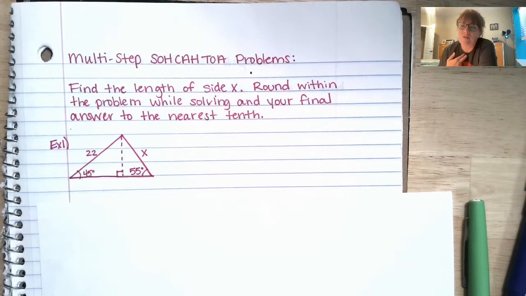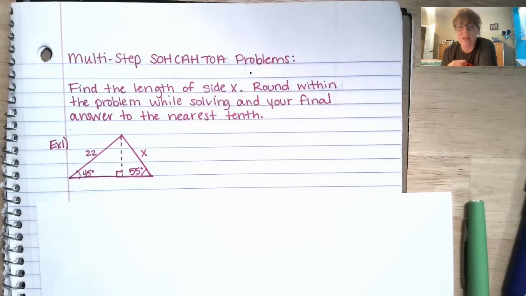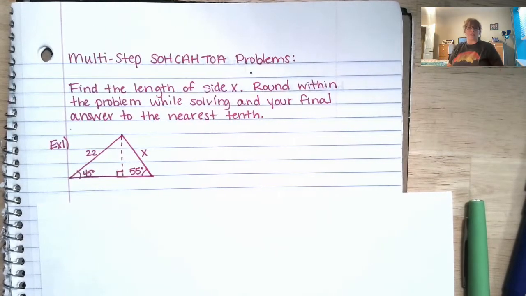When you are doing SOHCAHTOA or trig problems with multiple steps, it is extremely important that you watch your rounding. So look at the directions and follow them closely. For this one, it says to round within the problem. So as you're solving, you're going to get decimal answers that you need to use in the next steps, so make sure you round those answers to the nearest tenth before you move on to the next step. Since this is all on the computer, we all know if you enter your answer just a little wrong, it's going to count it wrong. So it's really important that we follow this direction.